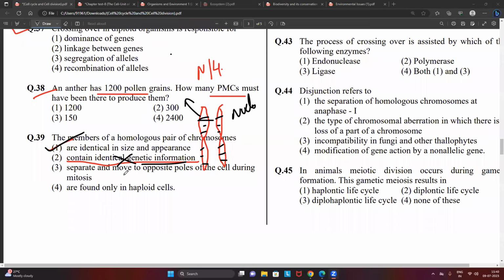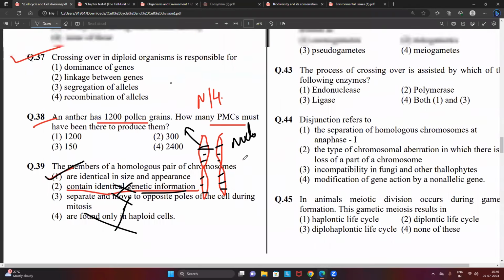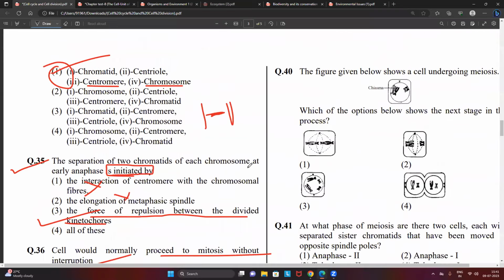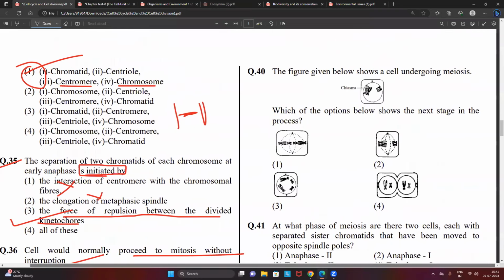And option 3, separate and move to opposite pole? No. Option 2, they are found only in haploid? That is also wrong. The correct answer is 1. Their size is the same, appearance is the same. Most importantly, the location of the genes is also the same. But friends, the function is not the same. The nucleotide sequences will be different. No need to get confused. Okay. Think and answer the question.